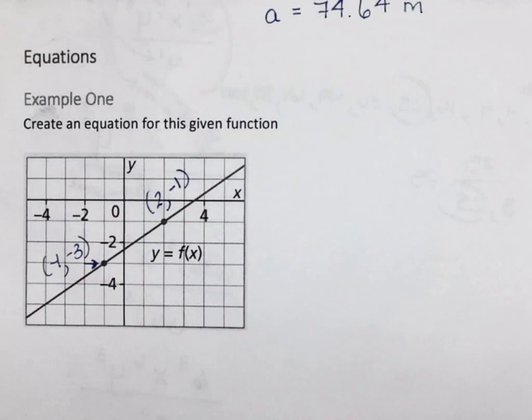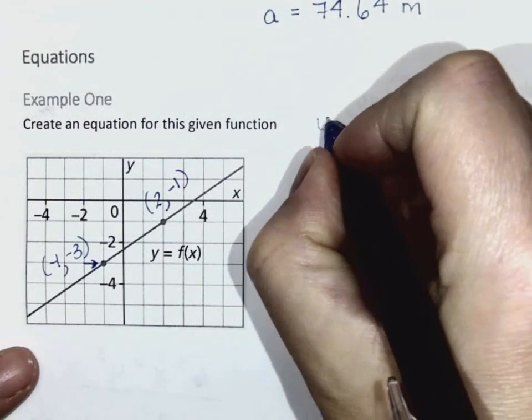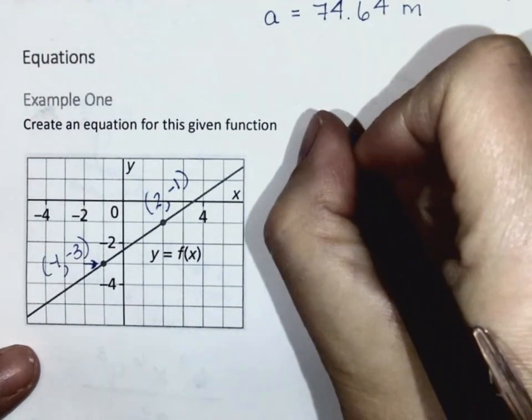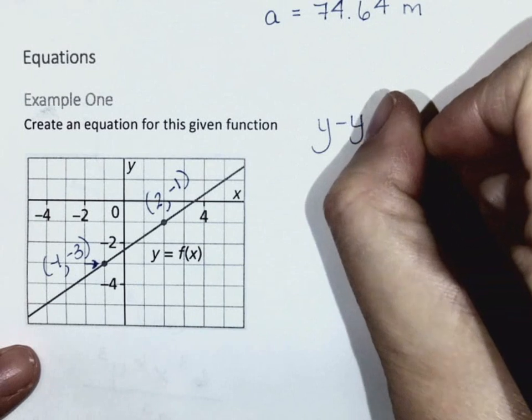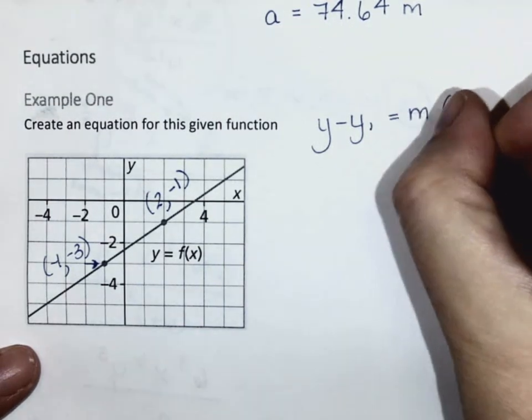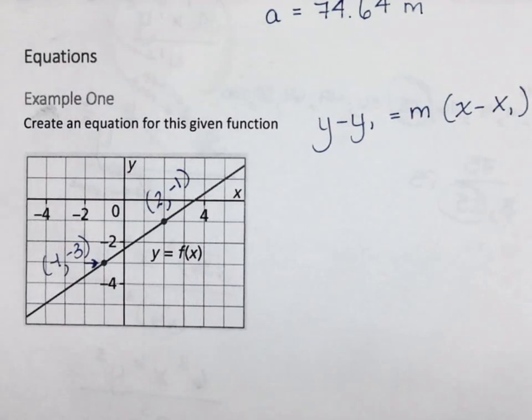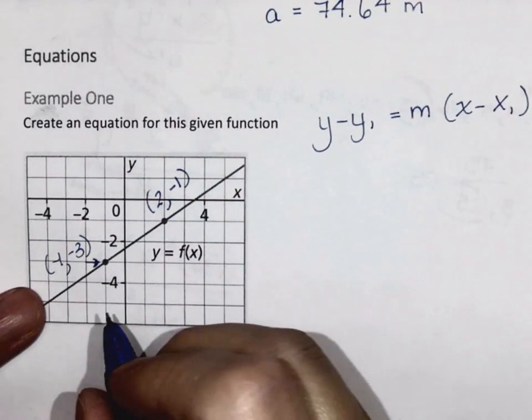Okay, so now that I have my 2 points, I'm going to use slope point form. So this is y, let me try again, y minus y1 equals m times x minus x1. All right, so what we need here is we need to find our slope.